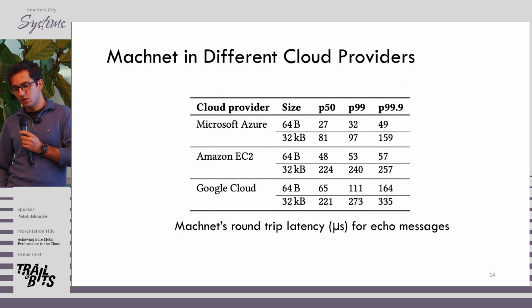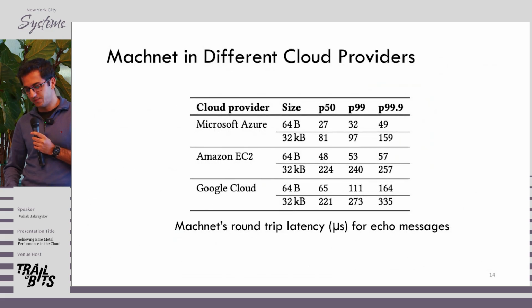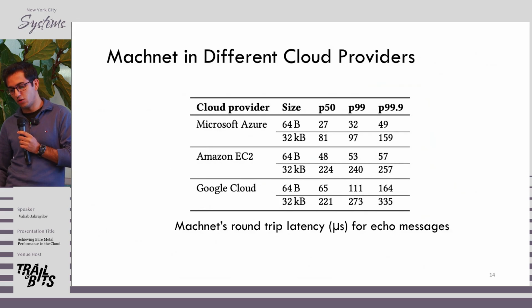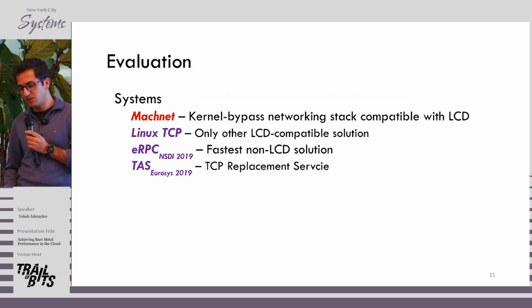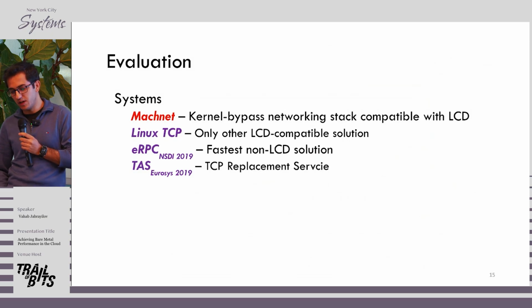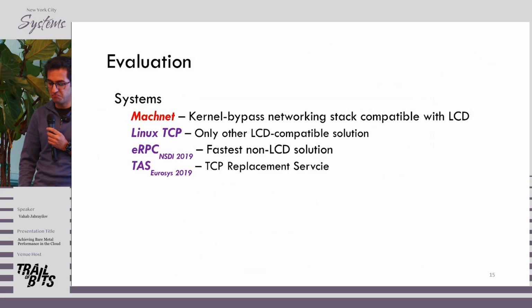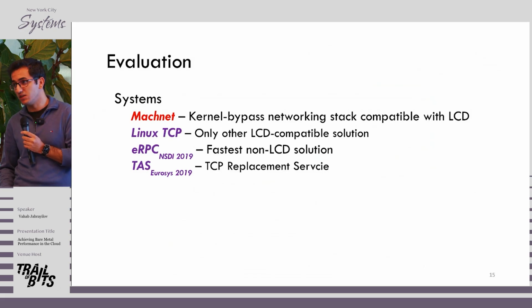We evaluate Machnet in different cloud providers, I would say in all the cloud providers which are available, and we consistently see lower latencies, especially for the Microsoft Azure. For 64-byte messages, round trip latency is under 50 microseconds. And we consistently see lower latencies for the other providers. We evaluate it and compare with 3 main systems. Here Linux TCP is the universally available system that can run from the embedded system to the most high-end servers. eRPC, as I mentioned, is the best performance system, which is non-cloud-compatible, and TCP as a service.